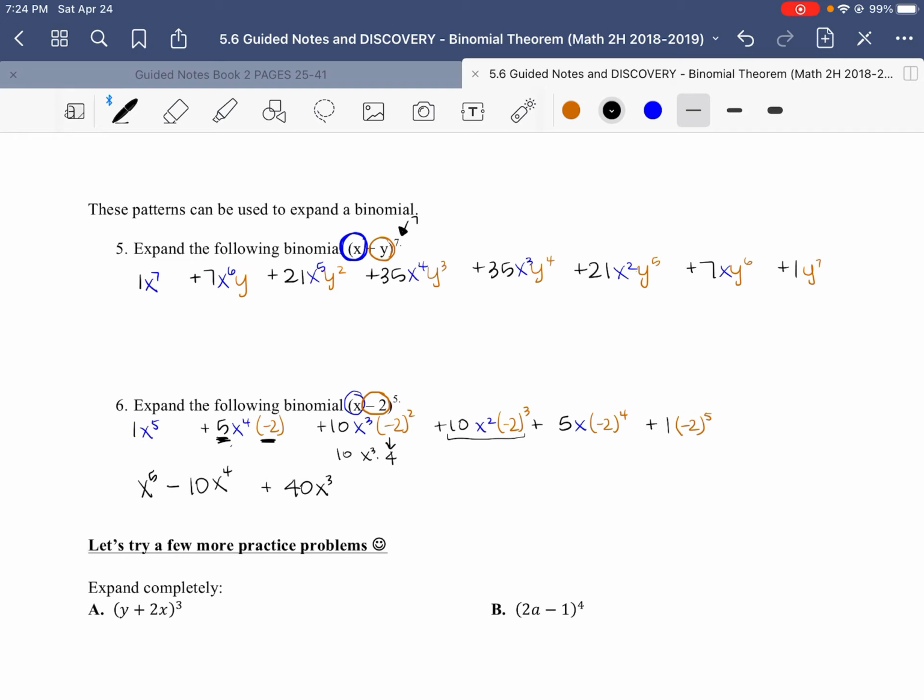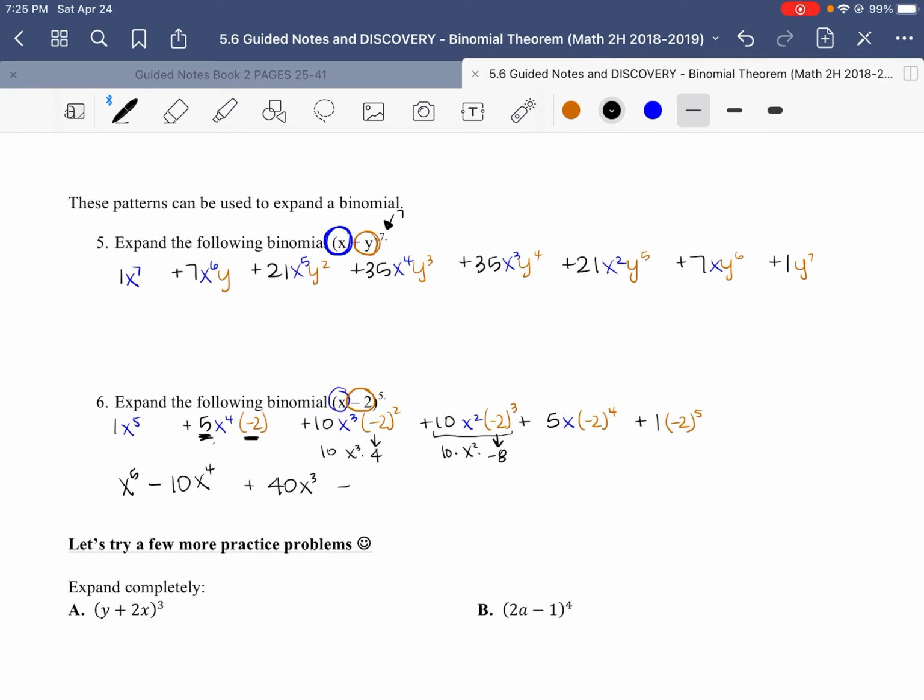In the next term here, you've got negative 2 to the third, which is negative 8. So you have 10 times x squared times negative 8 in this term, so that becomes negative 80 x squared. And we just continue that same idea.